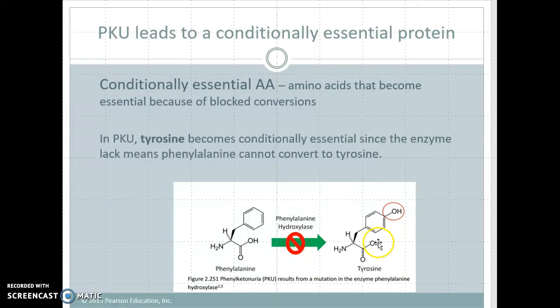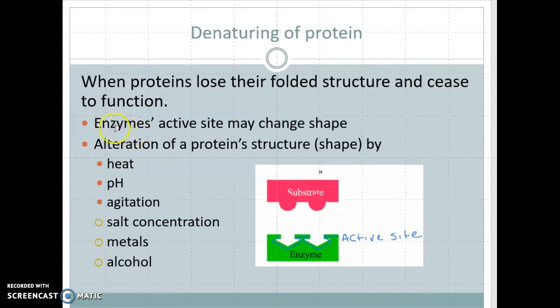You might need to get it from your diet because your body can't make it. So that's called conditional because it's conditional on the fact that you have a genetic abnormality. So you might hear that mentioned sometime.